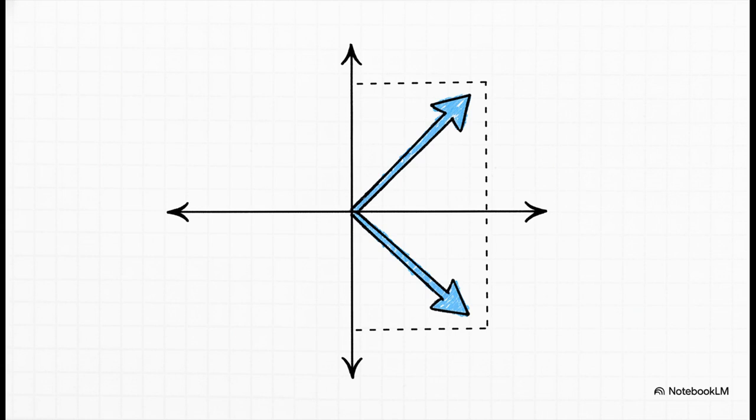So vector d1 points into the upper right quadrant. Because it's moving to the right, its x component is positive. And because it's moving up, its y component is also positive. Simple enough. But look at d2.